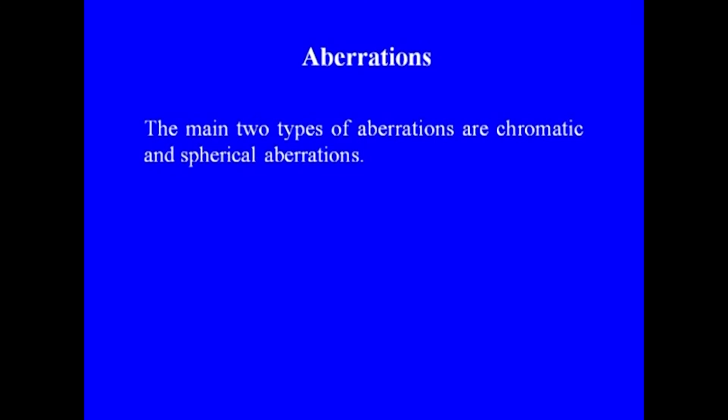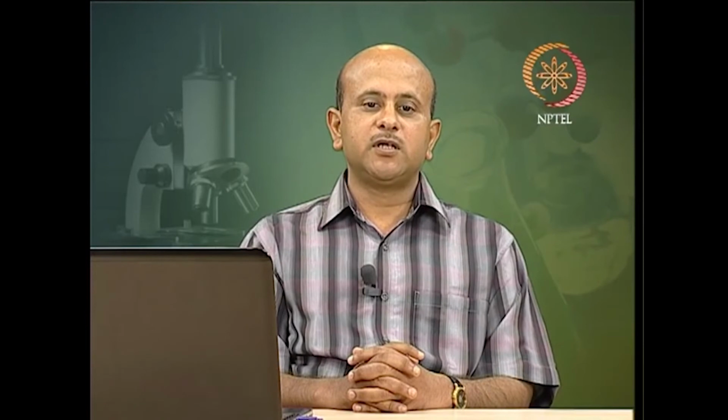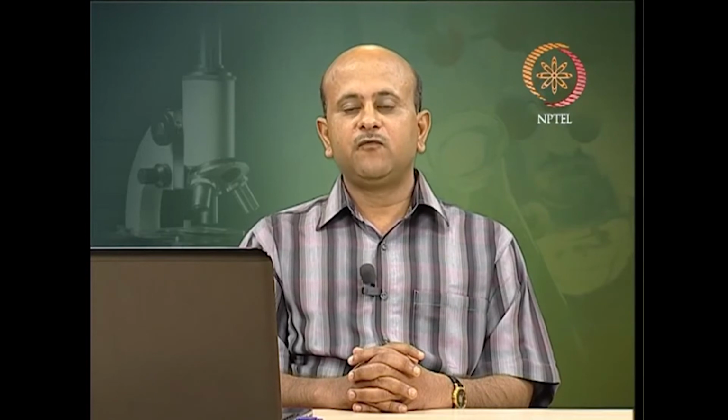There are two main types of aberrations here. One is called chromatic aberration and another is called spherical aberration. Let us see what these two kinds of aberrations are. Chromatic aberration occurs because the index of refraction of any substance depends upon the wavelength, and the position of the focal point is dependent on wavelength. So, supposing white light containing different wavelengths is focused by the lens, then they will be focused at different points, not at the same point.